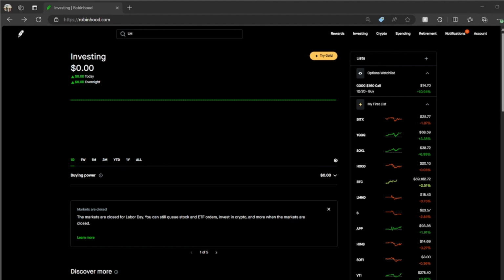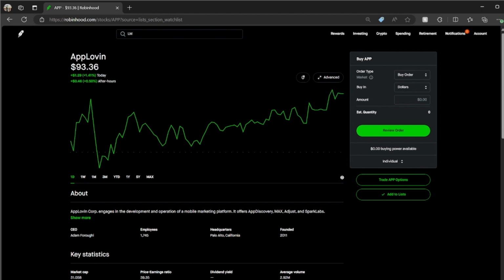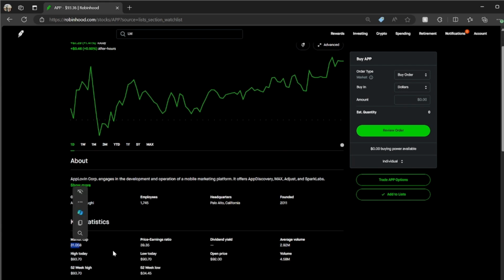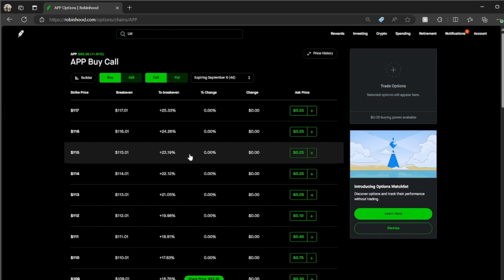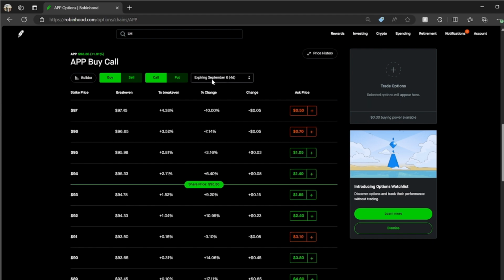All right. We just looked at a call. Let's look at a put. I'm going to choose a stock that I own in my personal portfolio, App. It's called App11. It's a mobile marketing platform, 31 billion market cap, and much smaller than the 2 trillion market cap that is Google. So let's look at app options.